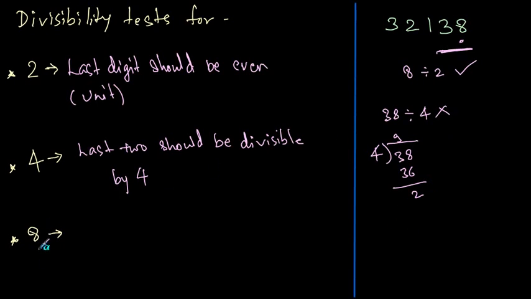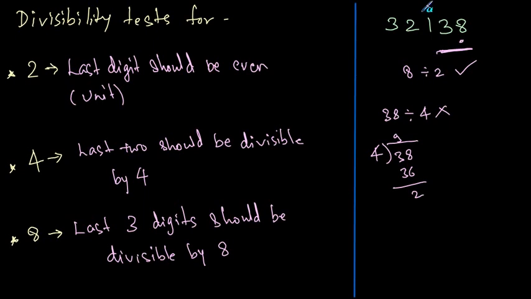So moving on to 8, the condition states that the last 3 digits should be divisible by 8. So the last 3 digits, let's see if 138 is divisible by 8 or not. So 8 ones are 8, remainder is 5, 8 comes down, 56. 8 sevens are 56, again the remainder is 2. So 138 is not divisible by 8. So this example here is only divisible by 2.